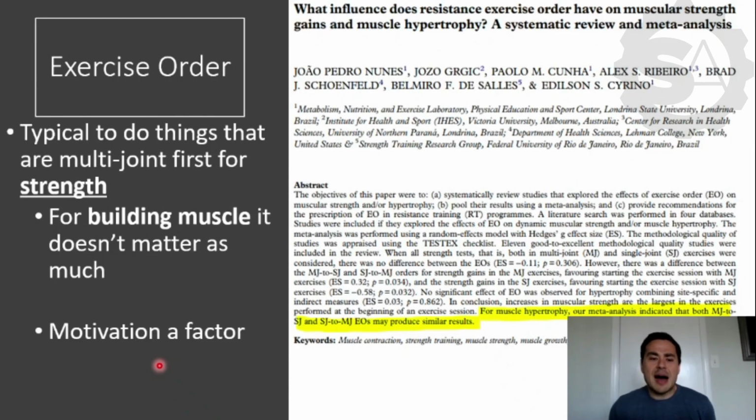Okay, now the next one's going to be exercise order. Now it's going to be pretty common to do things that are multi-joint first, followed by the single joint stuff. And this is a common strategy when you're trying to develop strength. When it comes to building muscle, it's probably not as big of a deal. So for example, if the main objective is to build muscle, then having, let's say, a rope pull down in front of the bench press is probably not going to be a big deal, probably not going to have that much of an impact on your chest and tri type day.